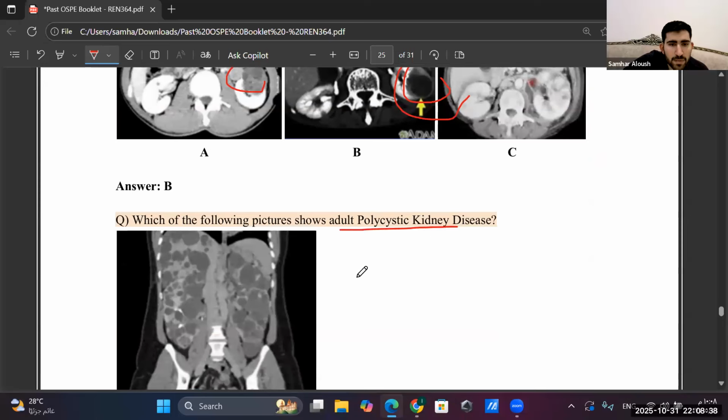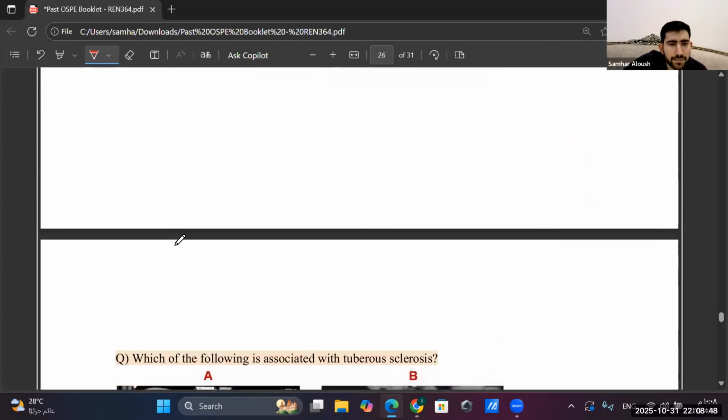Which of the following is autosomal dominant polycystic kidney disease? We said autosomal dominant polycystic kidney disease is multiple cysts in the kidneys, both sides, and the liver. And this one is the only one that has that.